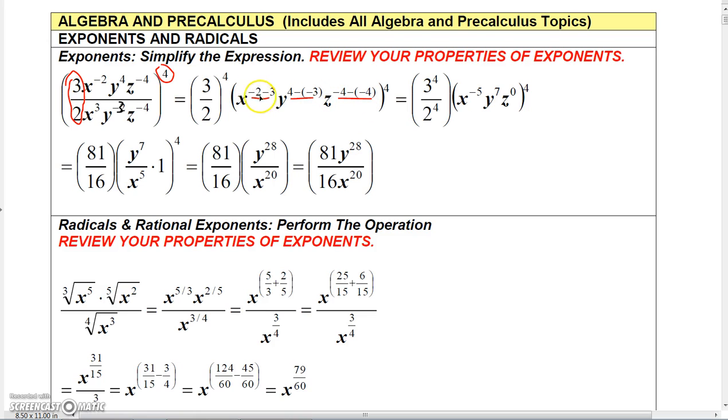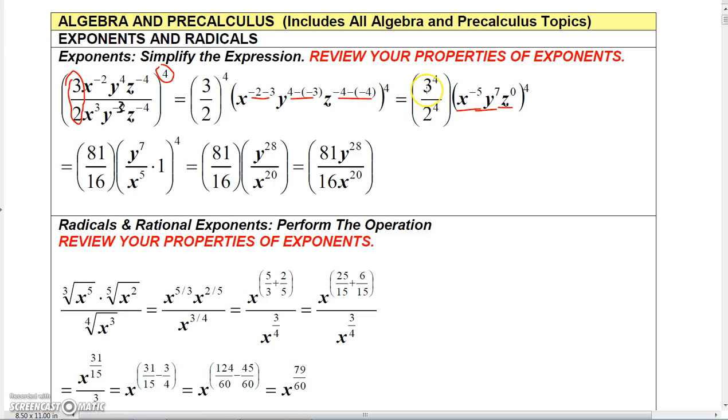Now obviously you have to be careful with your signs here. Minus 2 minus 3 is negative 5, so this would be x to the negative fifth. 4 minus negative 3 is the same as 4 plus 3, so that's going to give you y to the seventh. And then negative 4 minus negative 4 is minus 4 plus 4, which is 0. So you're going to get z to the 0 power.